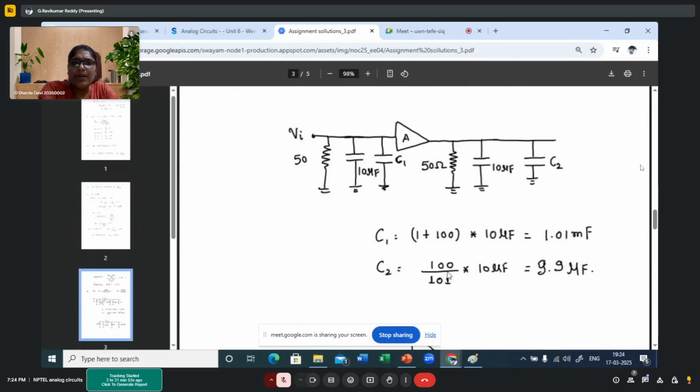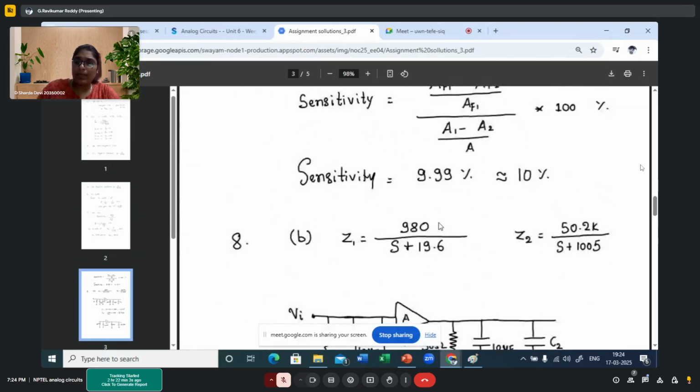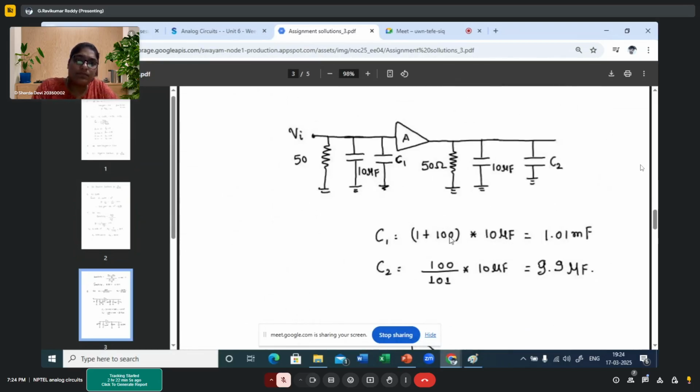See here, madam. They have written it at the input side as C into 1 minus A, where V0 by Vi is given as minus 100. So that's why we got plus. If you see at the bottom, madam, if it is 1 minus 1 by A, then it will be 99 by 100, right, madam?